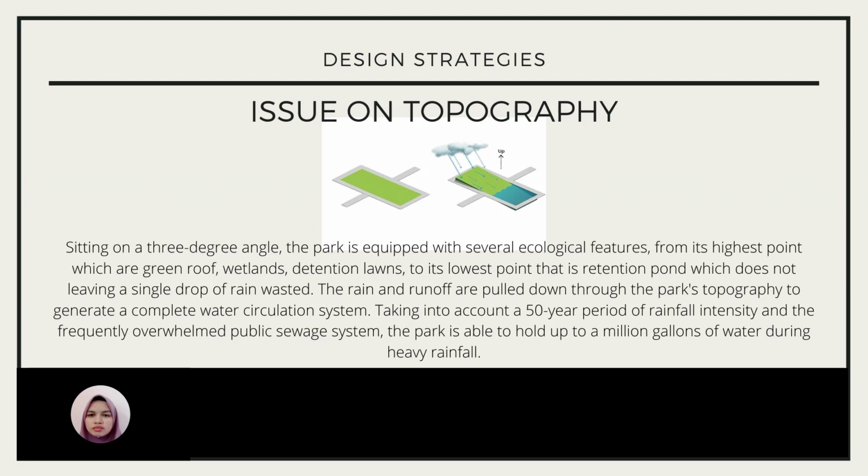The park is designed by sitting on a 3-degree angle and provided with several ecological features such as green roof, wetlands, detention lawns, and retention pond, so that it does not leave a single drop of rainwater. The rain and runoff are pulled down through the park's topography to generate a complete water circulation system. Taking into account a 50-year period of rainfall intensity and the frequently overloaded public sewage system, the park is able to hold up to 1 million gallons of water during heavy rainfall.